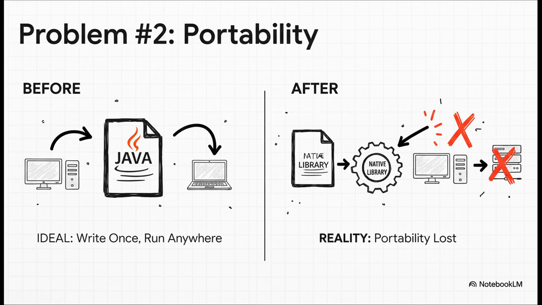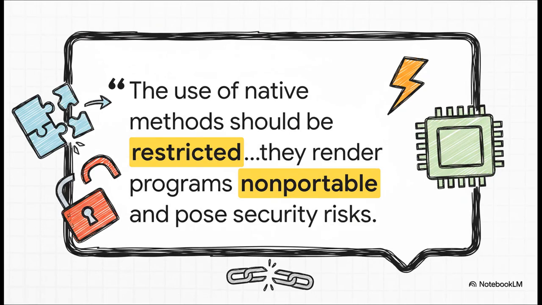The second you use one, your beautiful portable Java program is now shackled to a specific operating system and a specific CPU. Your Run Anywhere app now only runs here. It's a huge step backward. So what's the final word on this? Well, the expert advice is pretty blunt about it. You should really restrict your use of native methods. For most apps, the cost you pay in portability and security is way too high. Think of it as a tool in a glass box that says, break in case of extreme emergency only.